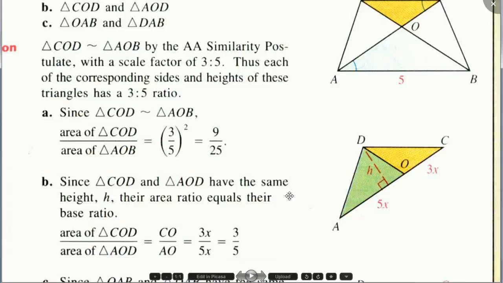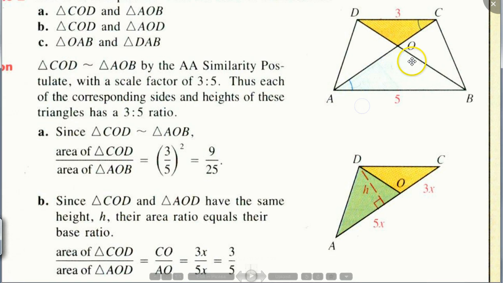Are we good there? All right, then let's look at the last one. OAB, which is right down here, versus DAB, which is the whole thing on the left, right? What can you tell me about those two triangles, OAB and DAB?